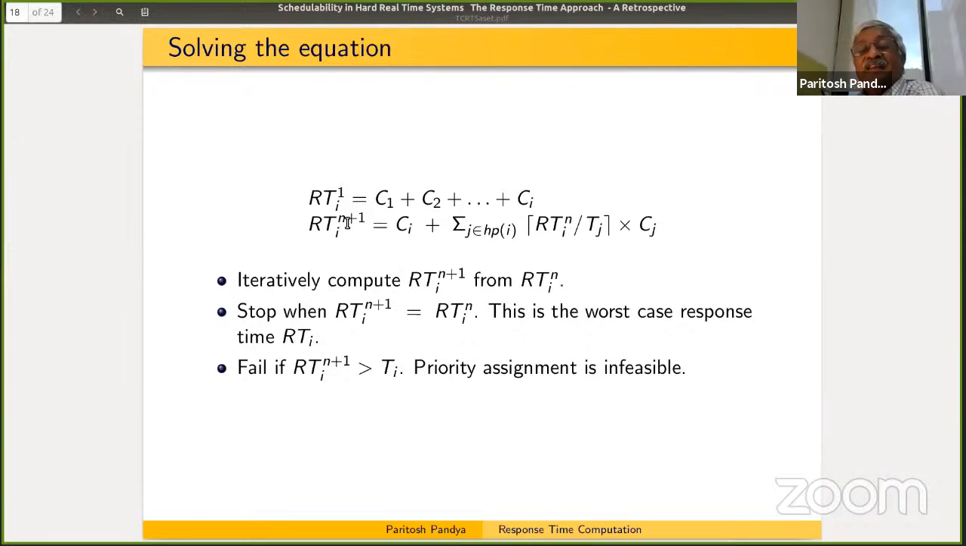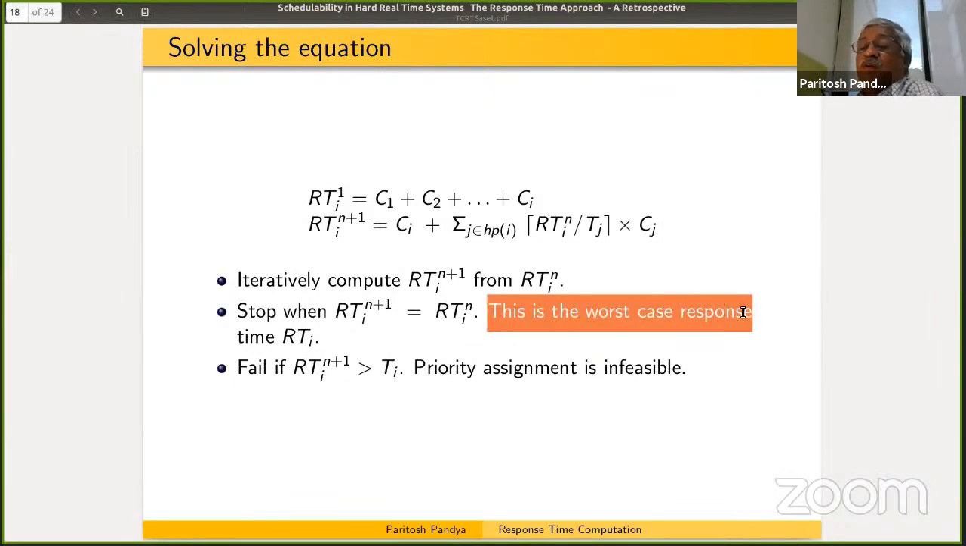Okay. And then the next better estimate of RTI is done by plugging in the previous estimate and refining your estimate of RTI using the same equation. So you get higher and higher numbers for RTI. So you iteratively compute RTI n plus 1 from RTI n. So from the nth estimate, you calculate the n plus 1 estimate and you stop when the two estimates become equal. And when they become equal, you will have found the worst case response time. So we give a proof of this. I won't go into the proof. It's not very difficult, but this is the way to calculate it.